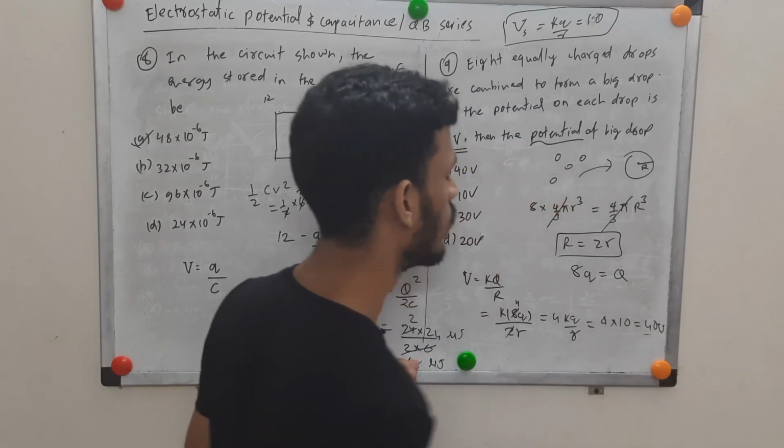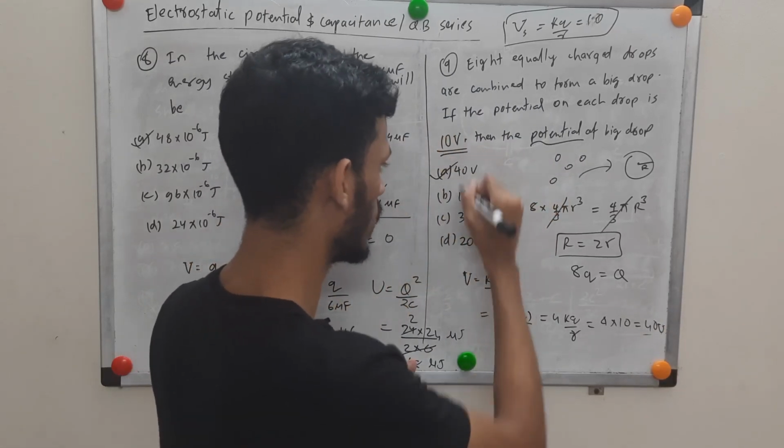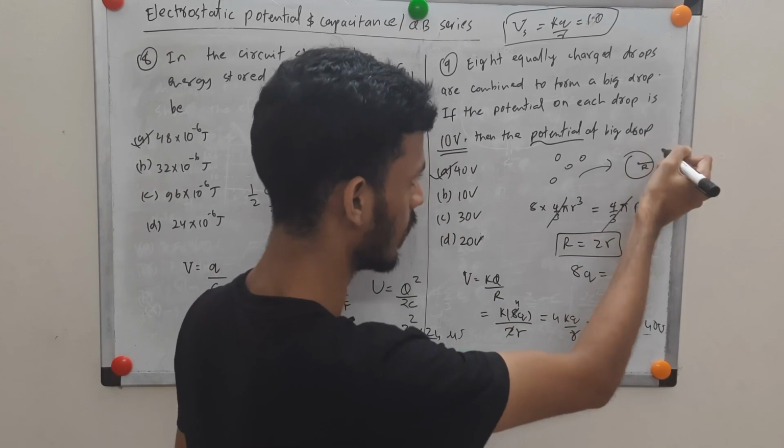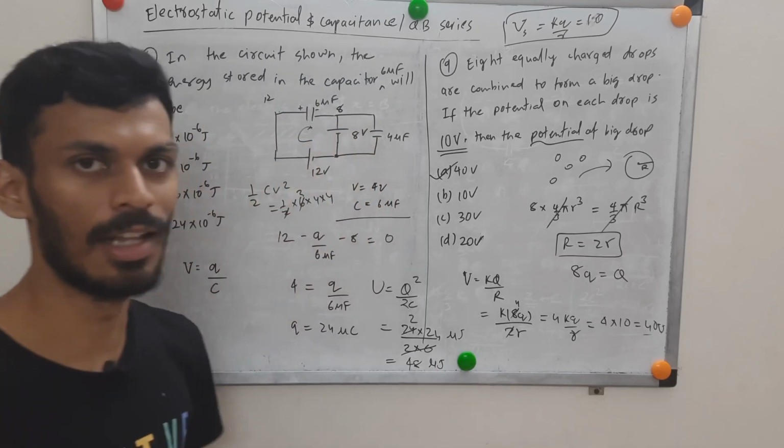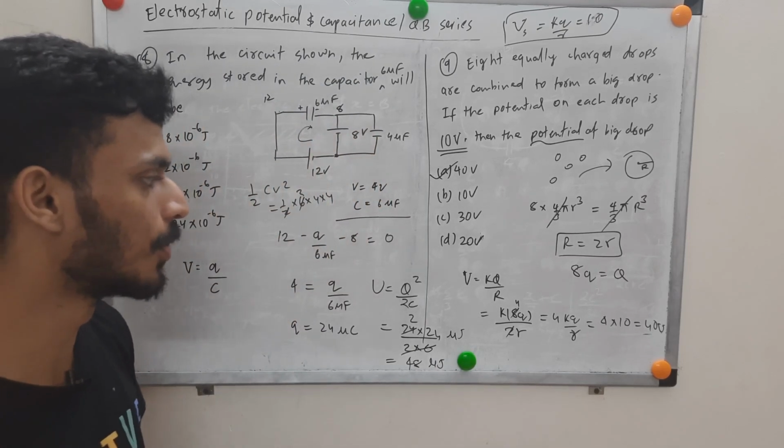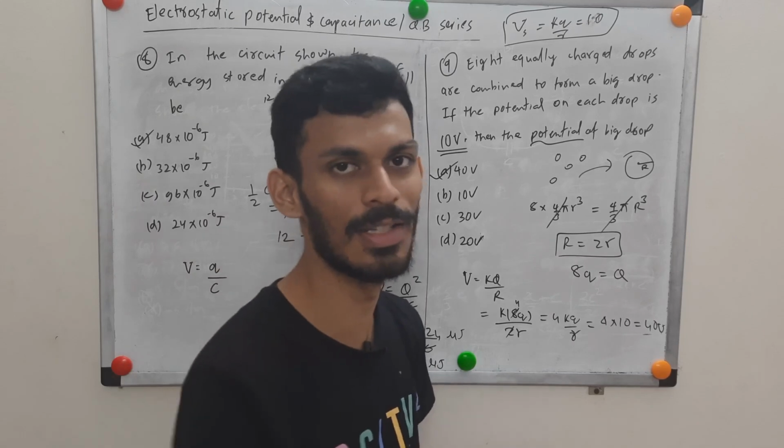As simple as that. So you just had to relate the radius of the bigger drop and the charge on the bigger drop with that of the smaller one, and that leads you to your answer. So that's about this question.